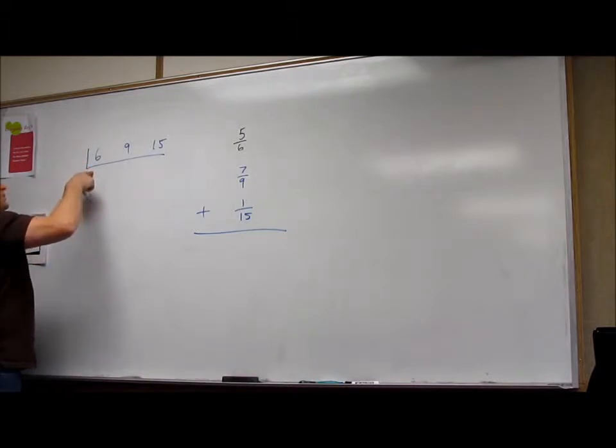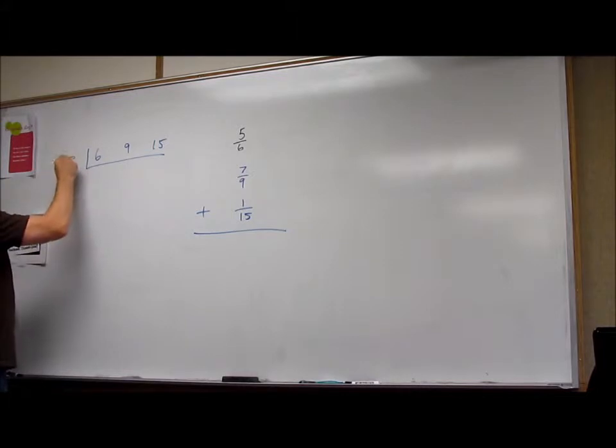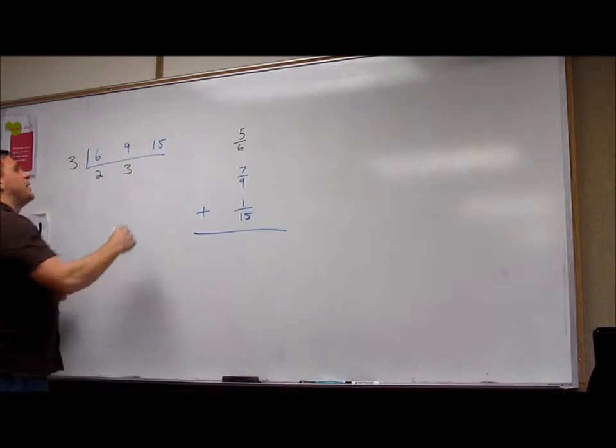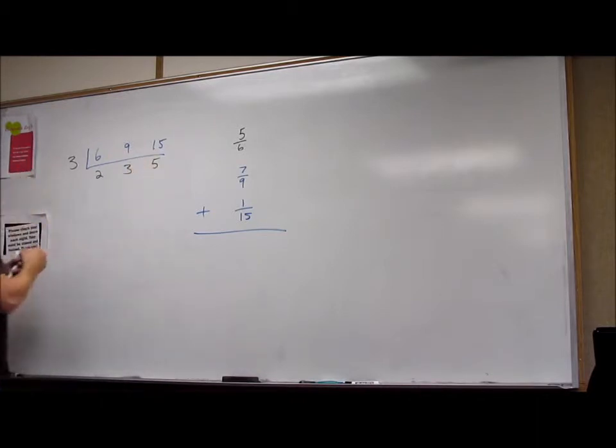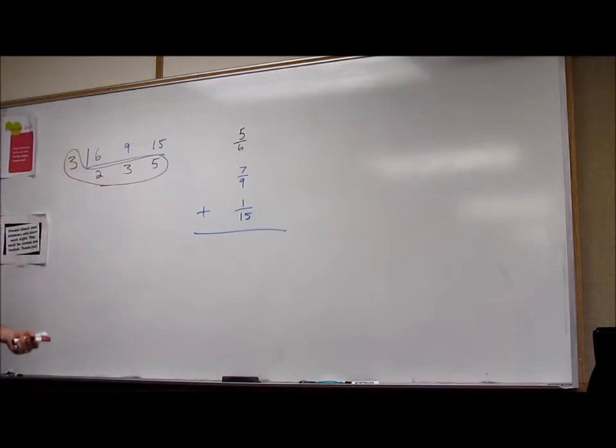So, what number goes into 6, 9, and 15? 3. How many times? Twice, 3 times, and 5 times. Okay? Now in this case, I'm hoping this is the lowest common multiple. It would make sense. That's the way it worked before, right? Let's see if it works again.